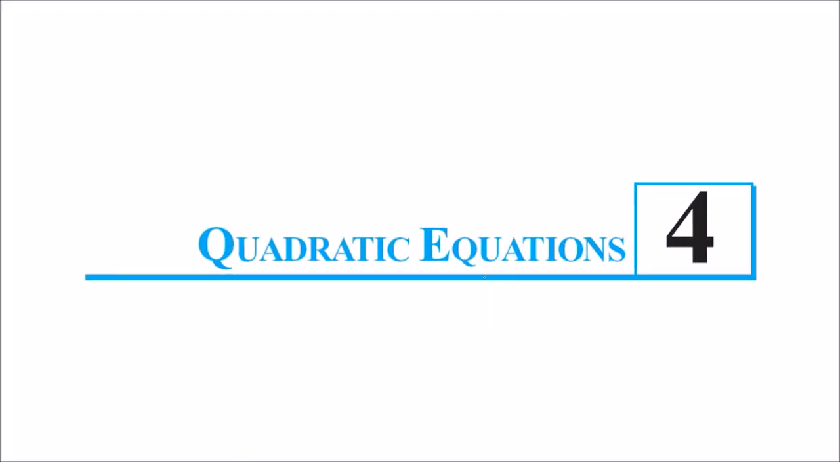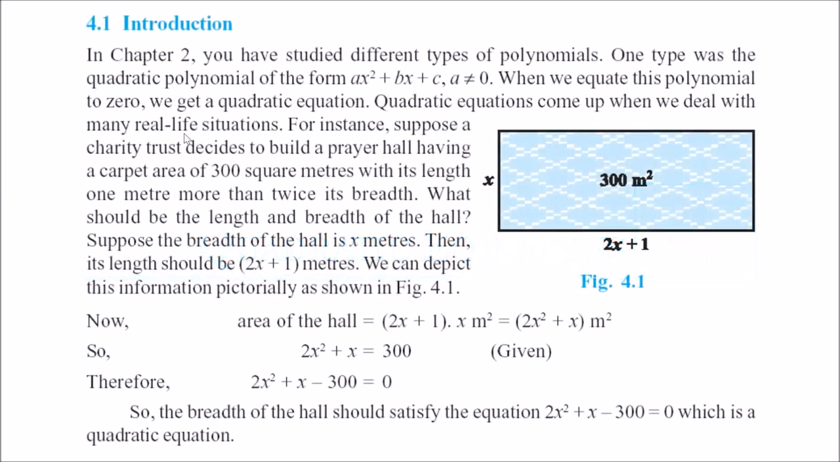This is chapter 4, quadratic equations of class 10th. In the previous chapter, chapter 2, we have studied various types of polynomials, and one was ax square plus bx plus c. This is called a quadratic polynomial. When we equate it to 0, this becomes a quadratic equation because of this equality sign.